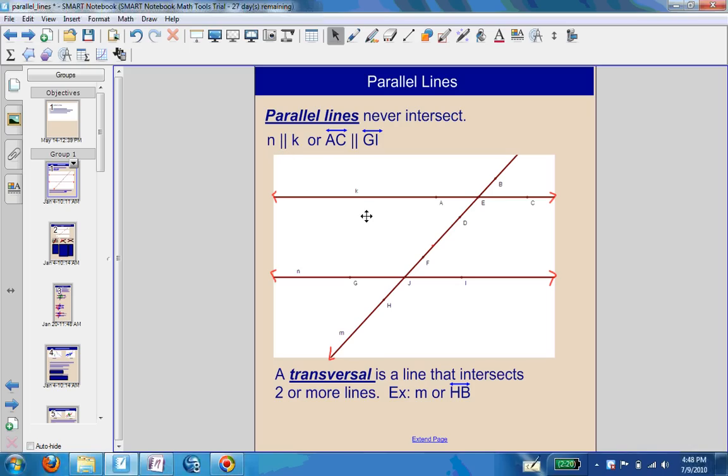You can also name the lines based on the points on the line using capital letters. Line AC because of the points A and C, or line GI because of the points. There's some other choices as well. A transversal is a line that intersects two or more lines. So in this example, line M is a transversal. We could also call it line HB, or several other titles based on all the points that are on the line.